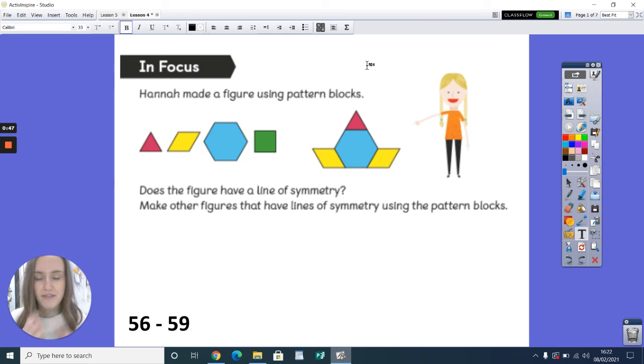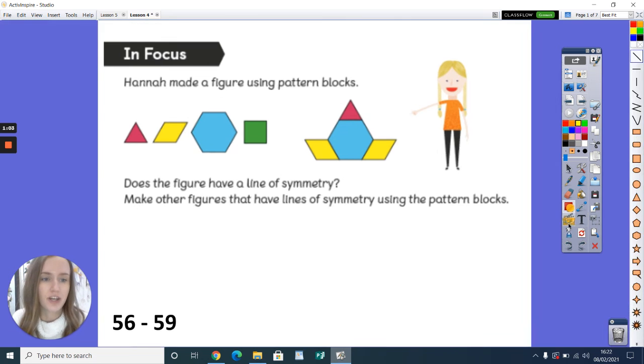So would you be able to fold that shape? It looks a bit like a boat, doesn't it? Would you be able to fold that shape in half? So just pause the video and tell your adult what you think. Okay, so if you said that it has a line of symmetry, you would be correct. But what direction does the line of symmetry go?